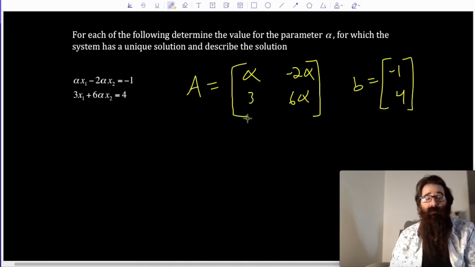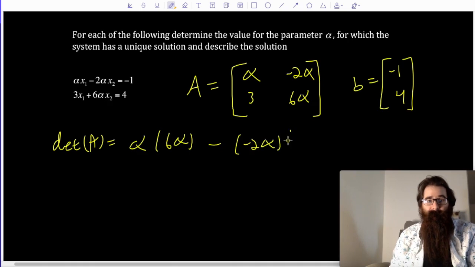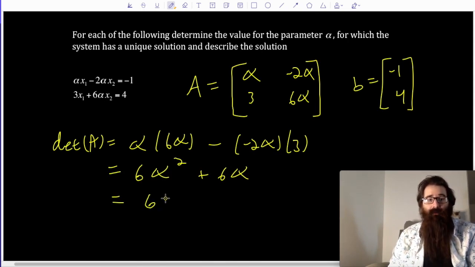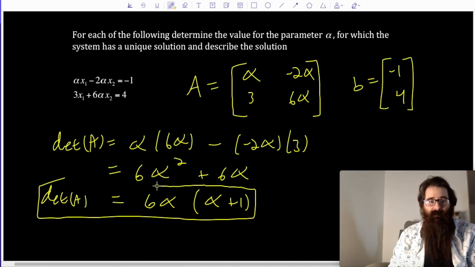Now when I go to find the determinant of this matrix A is where we can start part of that conversation. Determinant of A, I'm going to have alpha times 6 alpha, and then minus negative 2 alpha times 3. And you can say, well, what is this going to give me? Alpha times alpha is alpha squared, so I have 6 alpha squared. Minus a negative is plus 6 alpha. And I would say, well, factor this. So I can factor out a 6, and I can factor out an alpha, and that leaves me with, in parentheses, alpha plus 1. So this is my determinant of A, is 6 alpha times alpha plus 1.